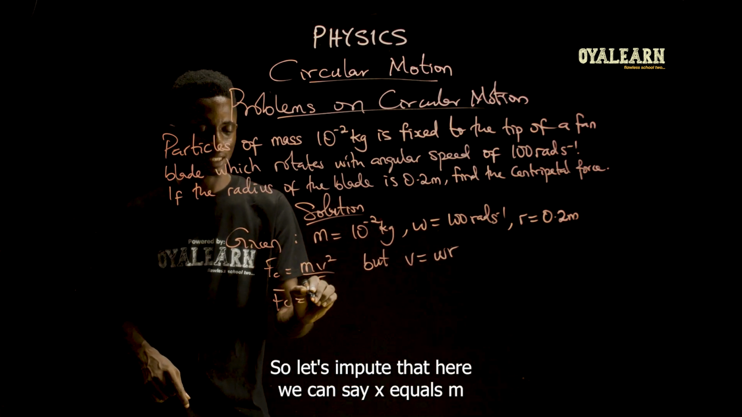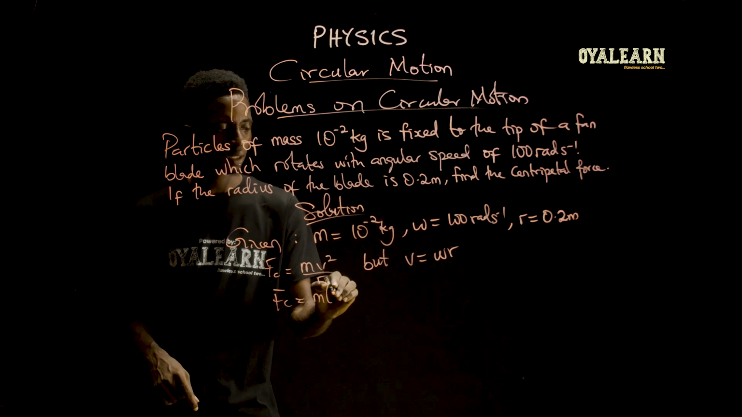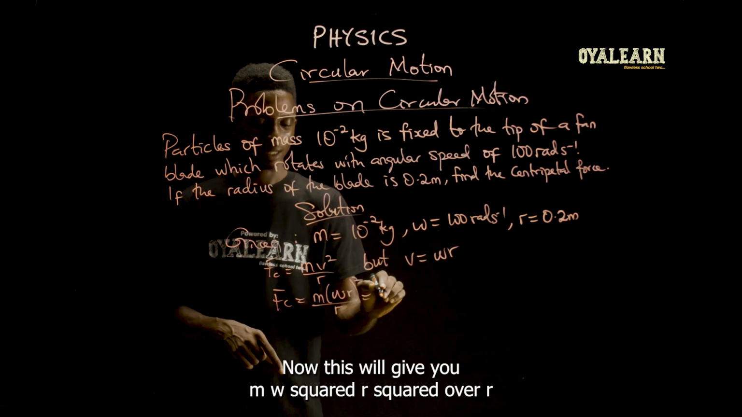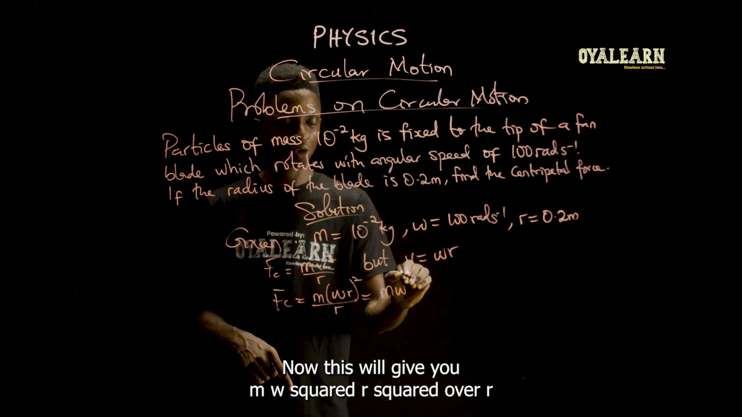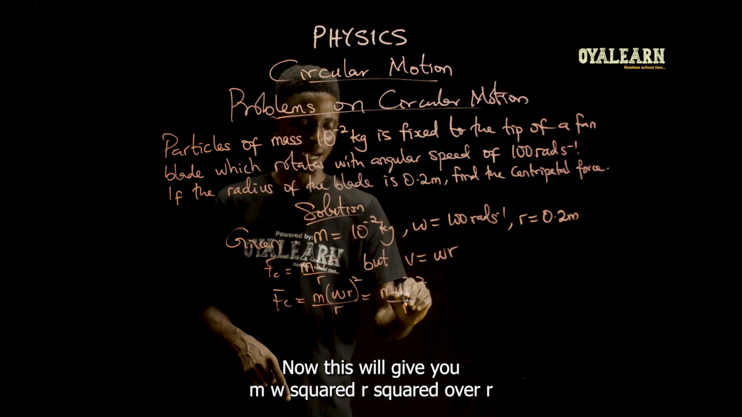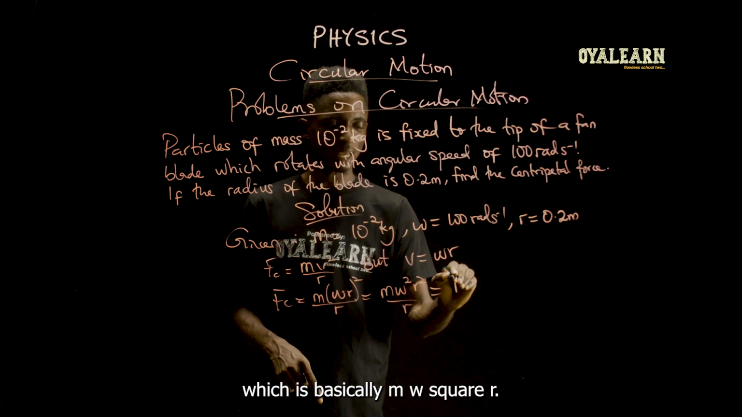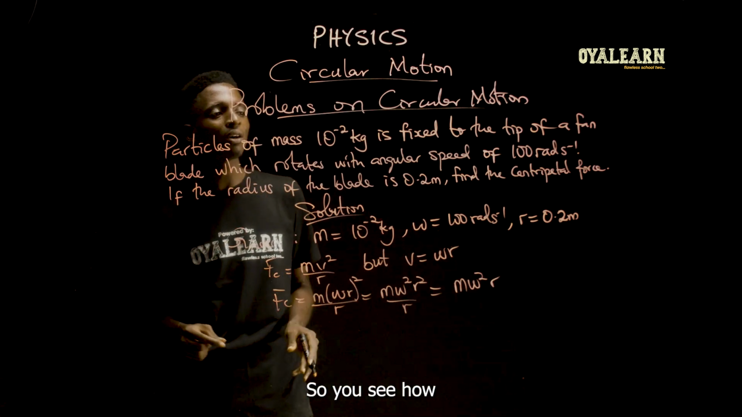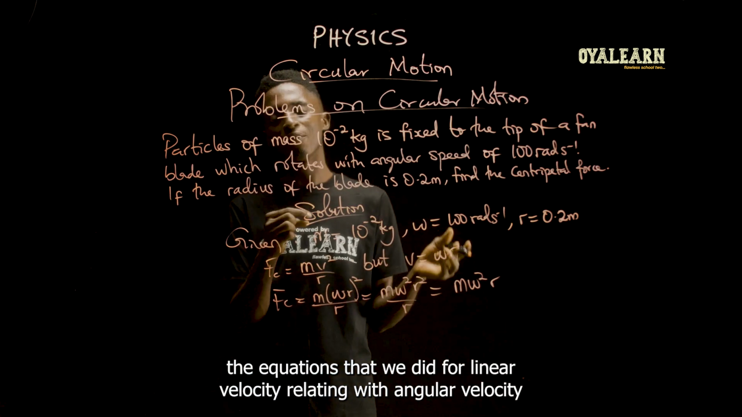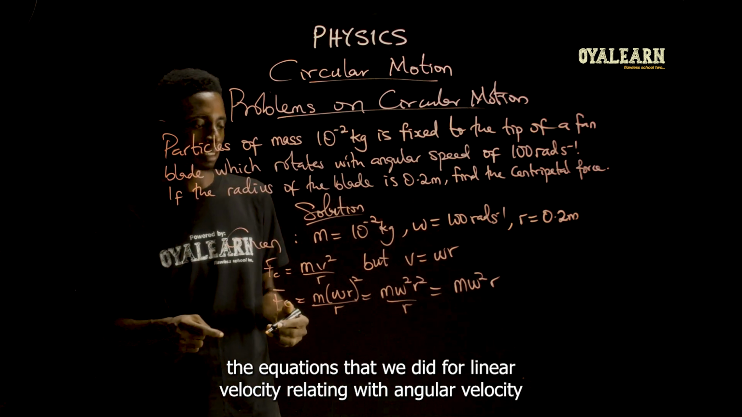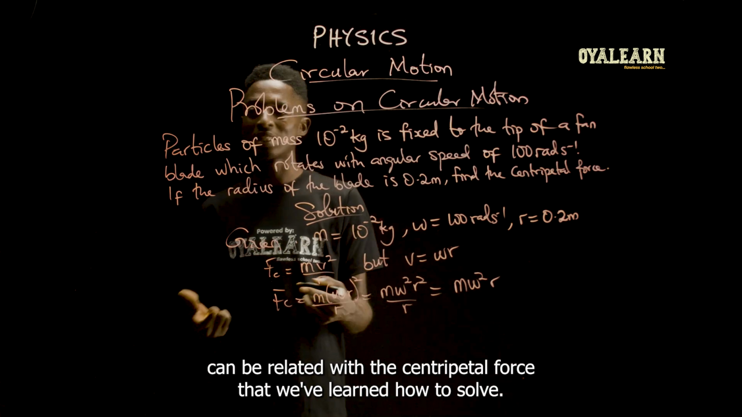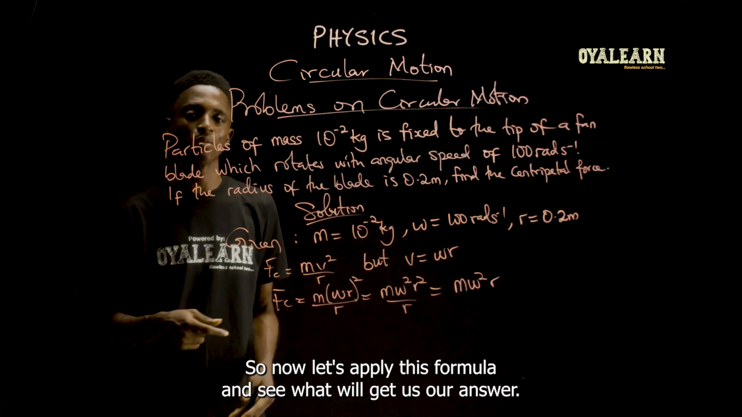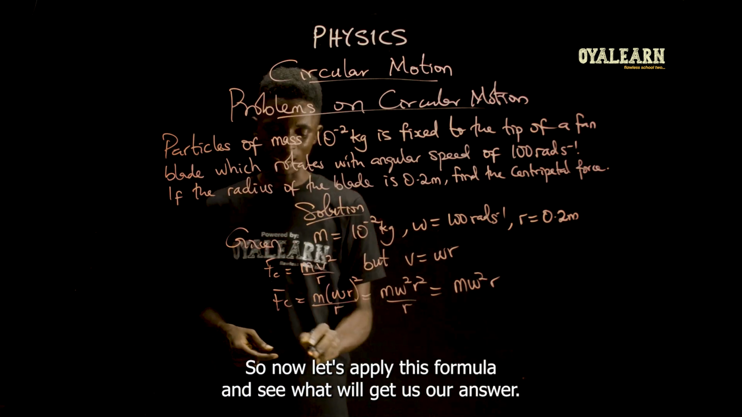We can then say Fc equals m, wr in bracket squared over r. Now this will give you mw squared r squared over r, which is basically mw squared r. So you see how the equations that we did for linear velocity relating with angular velocity can be related with the centripetal force that we've learned how to solve. So now let's apply this formula and see what we get as our answer.